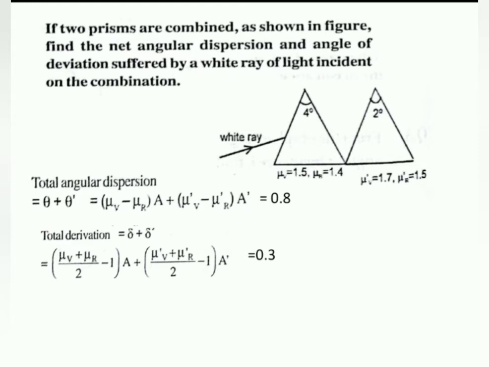Now look at the second question. In this question, they have given you two prisms placed in reverse order. You are asked to find out the net angular dispersion. Okay, we know angular dispersion for thin prisms is mu v minus mu r into angle of prism. So apply the formulas. You can get the total angular dispersion. And we know deviation is mu minus 1 into A, where mu is the average of mu of violet and mu of red lights. So the data is given in the figure. It is a formula based application.